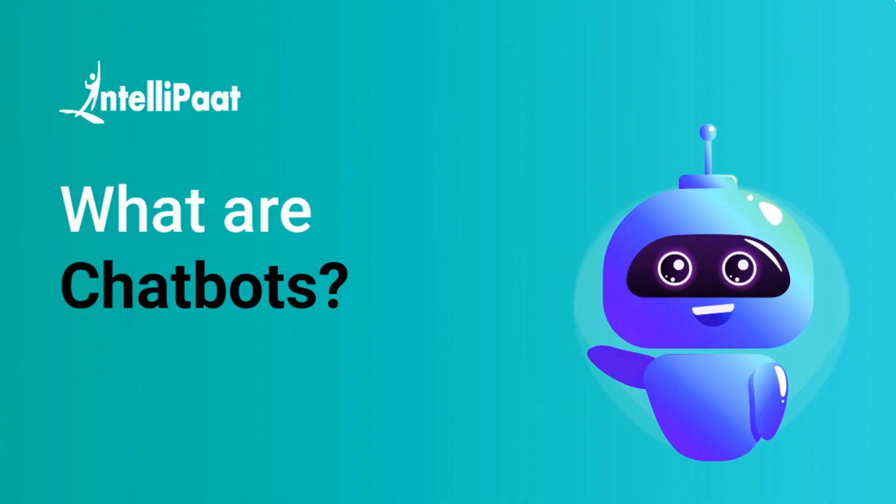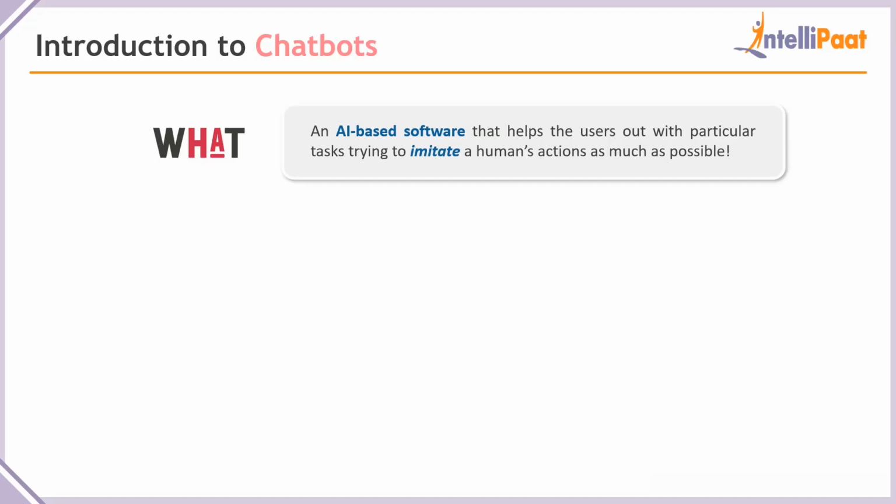So on that note, we need to understand what chatbots actually are. As the name suggests, chat and bot has something to do with a robot imitating a person while chatting to another person. So when we break it down into simple terminology, it's a software which is based on artificial intelligence, and this software will try to imitate humans.